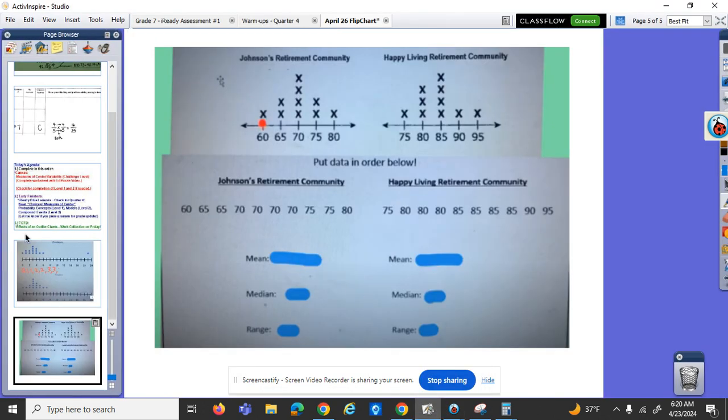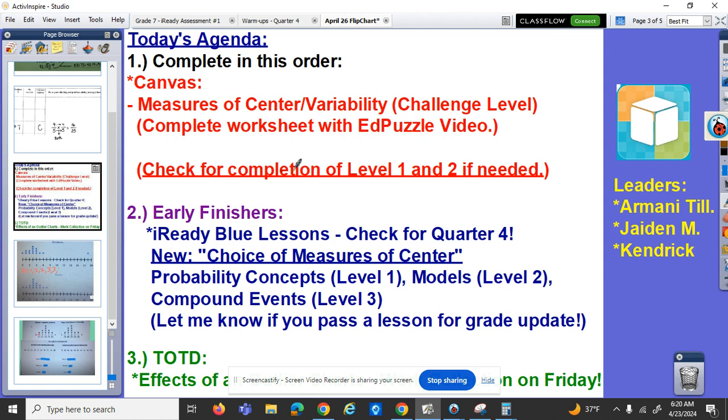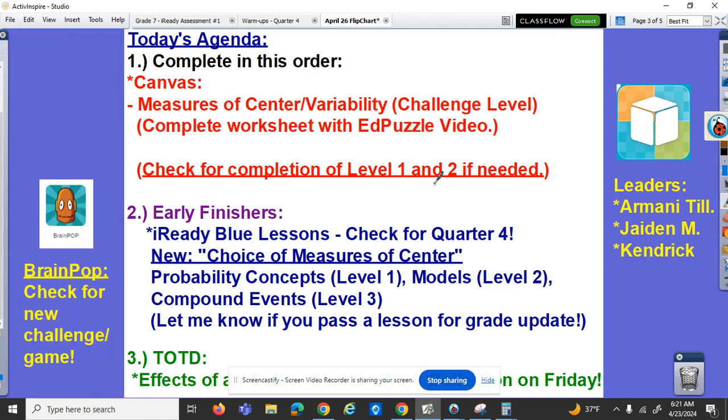Okay, other reminders are to make sure that you check for completion of level 1 and 2 if you didn't finish it earlier this week, and continue working on your iReady lessons. Some of you still have some missing lessons from earlier. So let me know if I can help, and send me a message if you're ready for me to check your account if you pass another lesson.